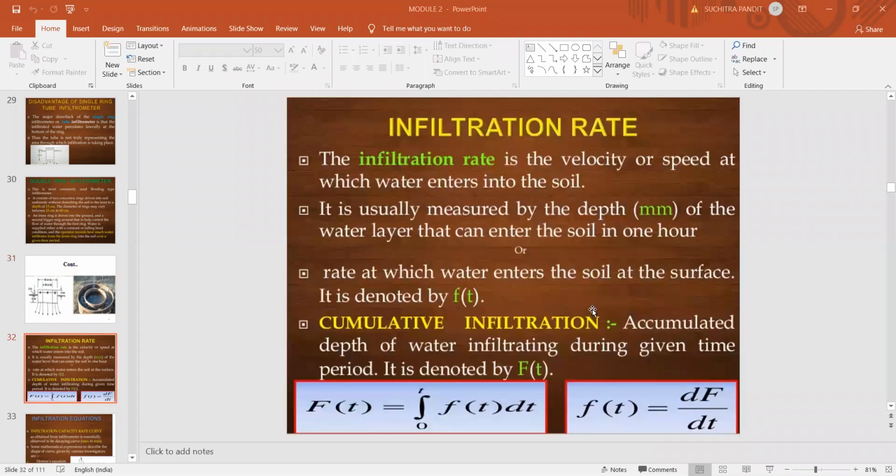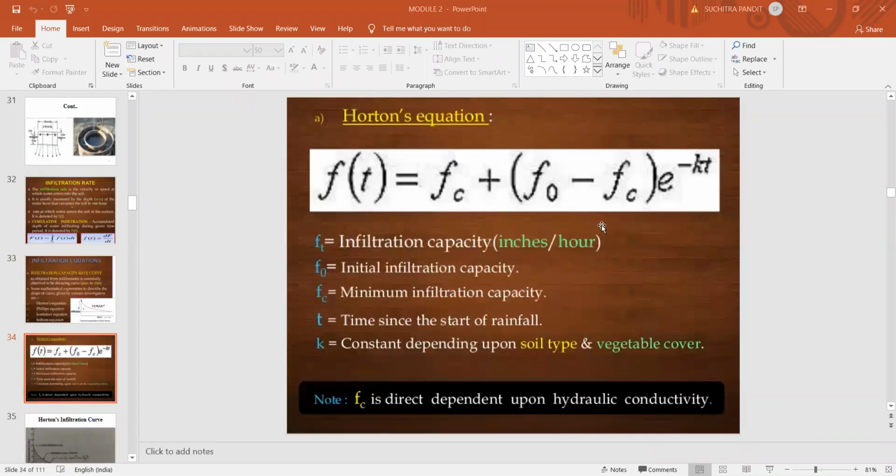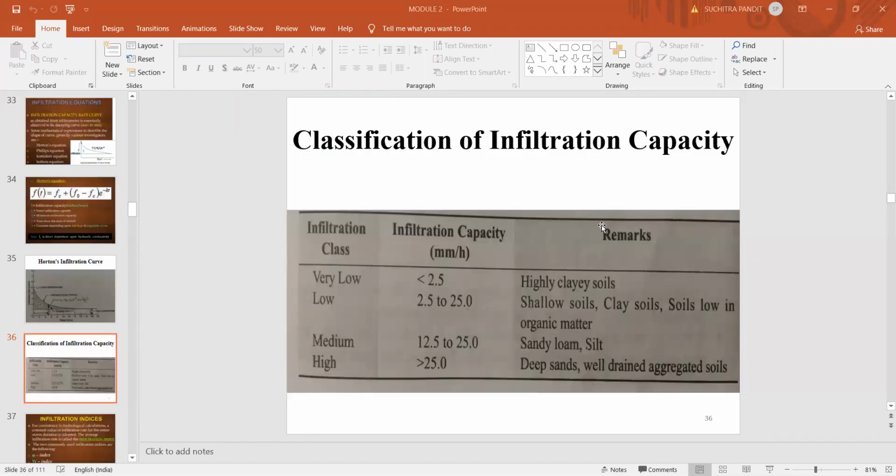Next class we shall discuss the graphical method of determining the rate of infiltration by using the Horton infiltration curve, and this is the Horton infiltration curve.